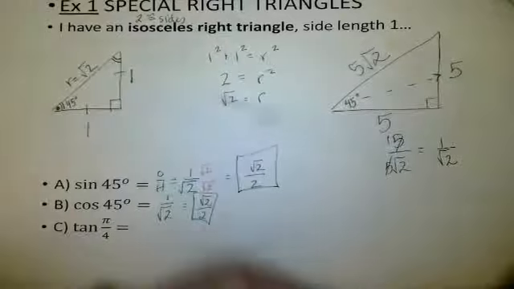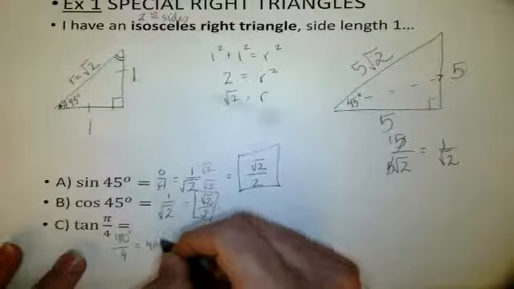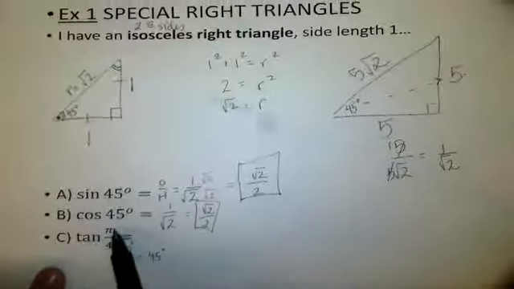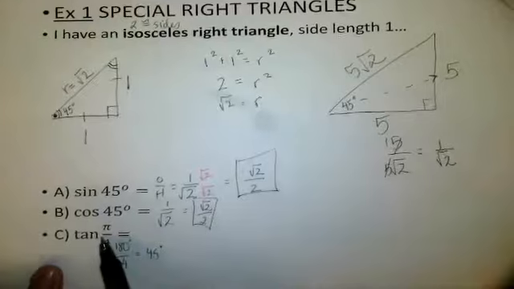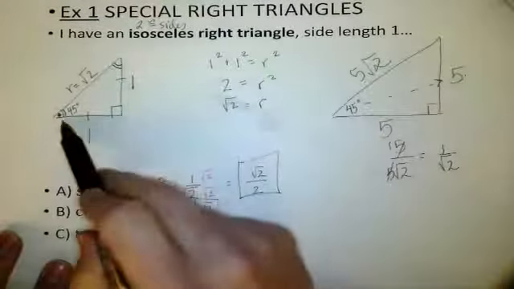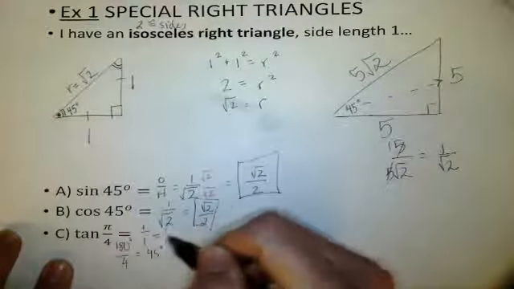45. Hey, look at that. This is 180 divided by 4, which is 45 degrees. Okay, so really, same question. This is the tangent of 45 degrees, or the tangent of pi over 4. Tangent is opposite over adjacent. So 1 over 1, which is just 1.